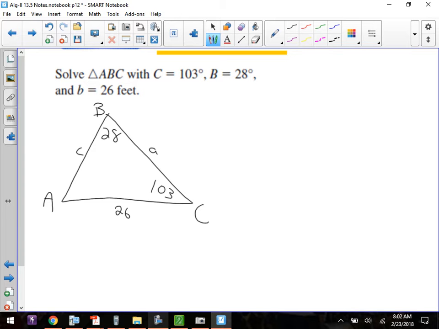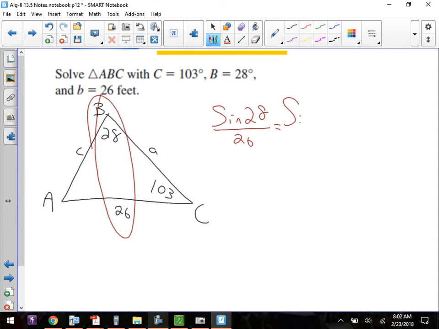Now, in this case, what angle and what side do you have opposite? B. So anytime that we have the angle and the side opposite, what I like to do is circle what I'm working with, and I'm going to use that as my pivot. What I mean by that is I'm going to use that given information to both solve for side C and then solve for side A without reusing whatever other stuff I find. So here's what that looks like. I say that the sine of 28 is to 26 as the sine of 103 is to little c.